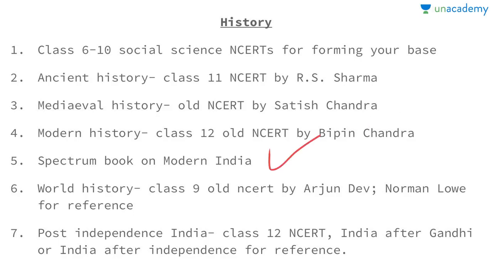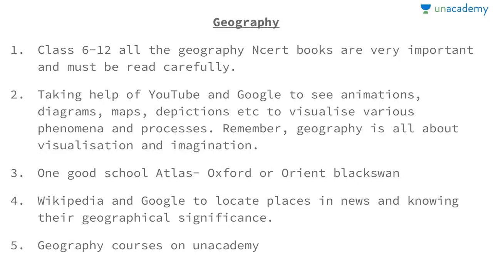Then Spectrum is there obviously for modern India. For world history, you can have Norman Lowe for reference, and the class 9 old NCERT by Arjun Dev. For post-independence India, I would study from the class 12 NCERT. But many people prefer India After Gandhi or India After Independence. I would just keep it for reference purposes.